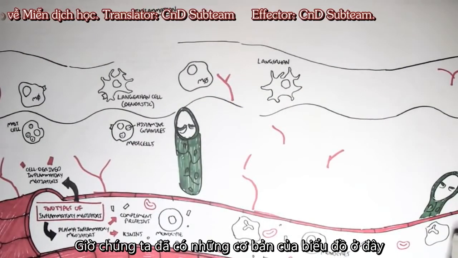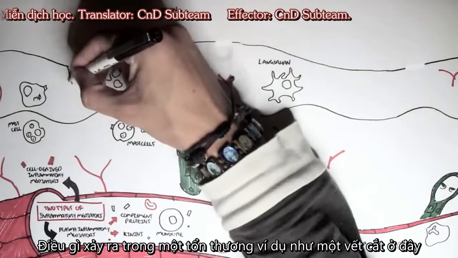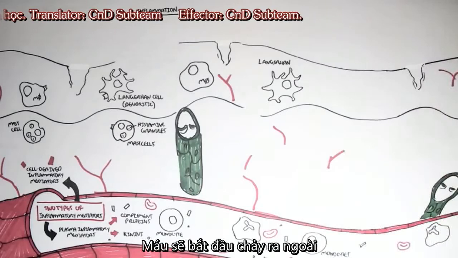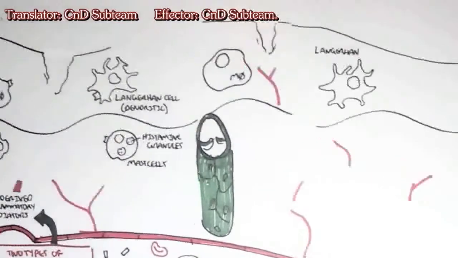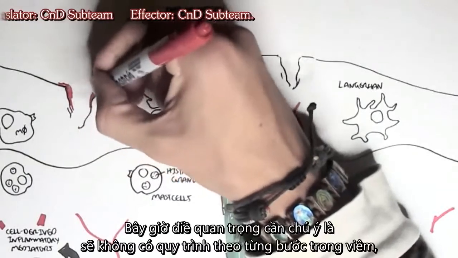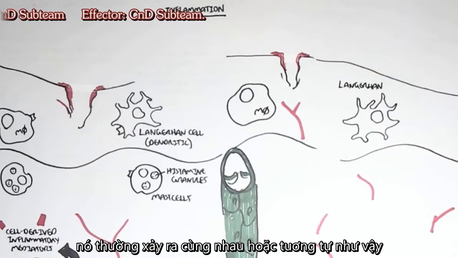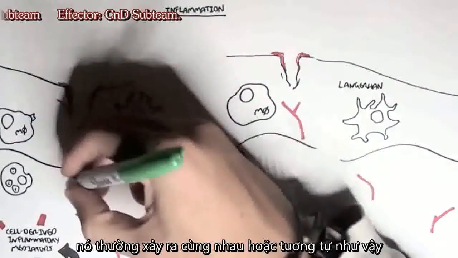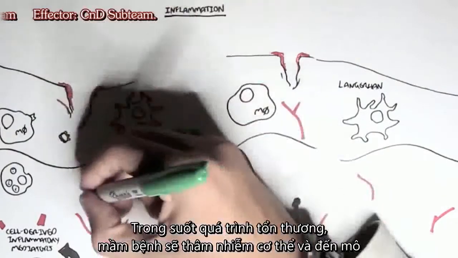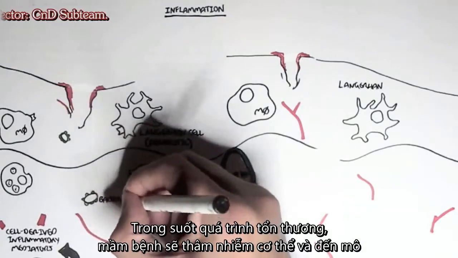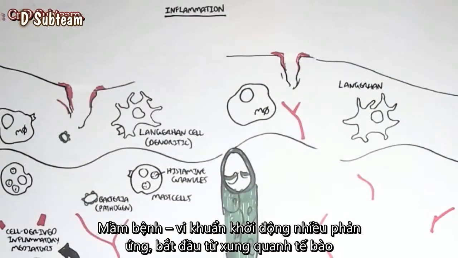So now that we've got the basics on the map here, what happens during an injury? For example, a cut here. Well, blood will start going out because of the surrounding blood vessels. Now, it's important to note that there is no step-by-step process in inflammation. It's usually one after another, happening alongside each other. So what can happen is that during this injury, a pathogen will infiltrate the body and come into the tissue. This pathogen, let's just say, is a bacteria, will trigger many responses, particularly by the surrounding cells, first of all.